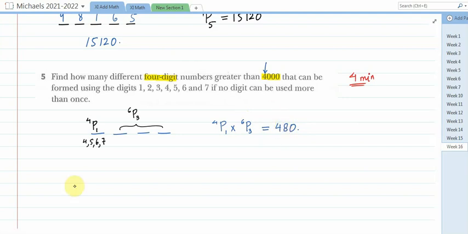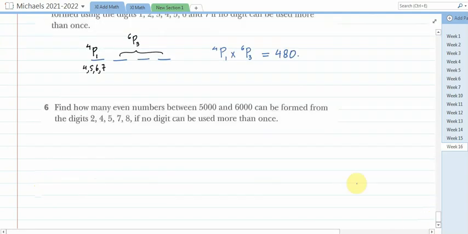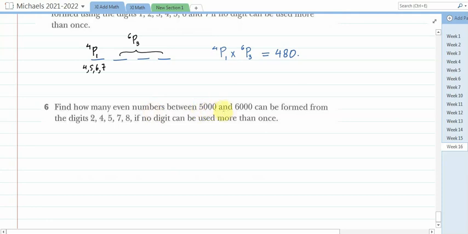After that, moving on to the next one, it's question number 6, right? The question says, find how many even numbers between 5000 and 6000 can be formed from the digits 2, 4, 5, 7, 8 if no digit can be used more than once. Now the condition we have is that it must be an even number, right?